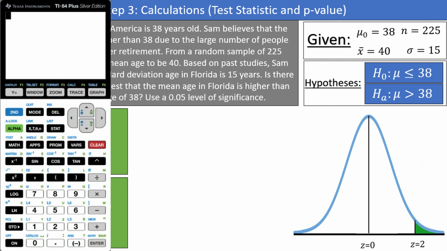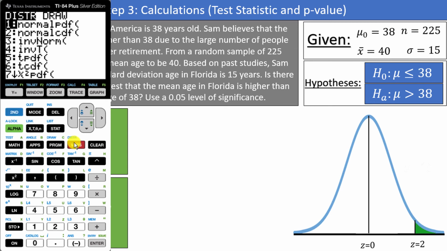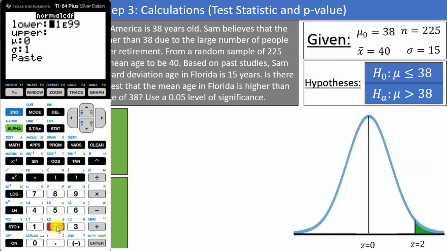To calculate the p-value using a z-distribution, we press second, distribution under the vars key, option 2 for normal CDF, and then we are asked for the lower and upper bound. We will be entering in z-scores into the calculator, and need the lower and upper bounds of the shaded area on our graph. The lower bound of the green shaded area is our test statistic of 2, and the upper bound is, well, there is no upper bound.